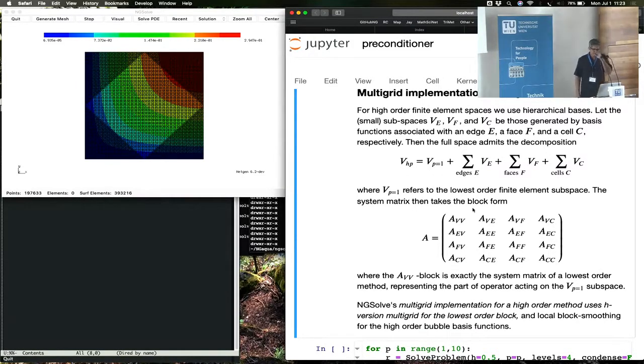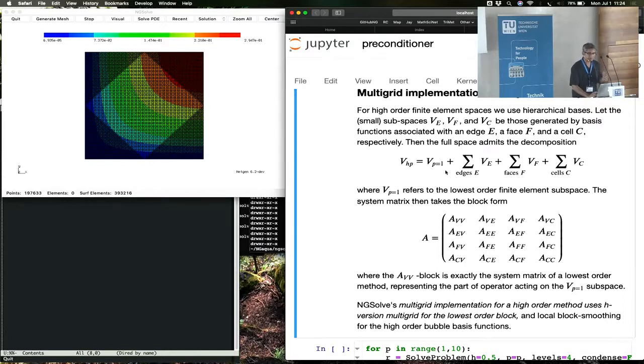Okay, so some background that you should know about the built-in multigrid preconditioner. In order to understand this background, you need to understand how the degrees of freedom or the shape functions are stored in NGSolve. NGSolve uses a hierarchical basis for most finite element spaces. In the H1 case, this means you can divide the space into edge shape functions, face shape functions, and cell or interior shape functions. So the entire finite element space V or VHP can be decomposed into small spaces corresponding to each edge, small spaces corresponding to each face, and small spaces corresponding to each cell.